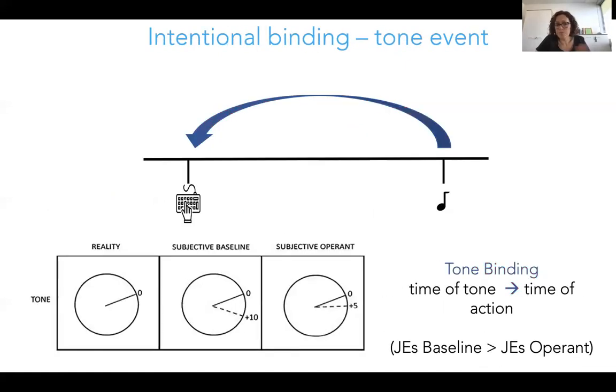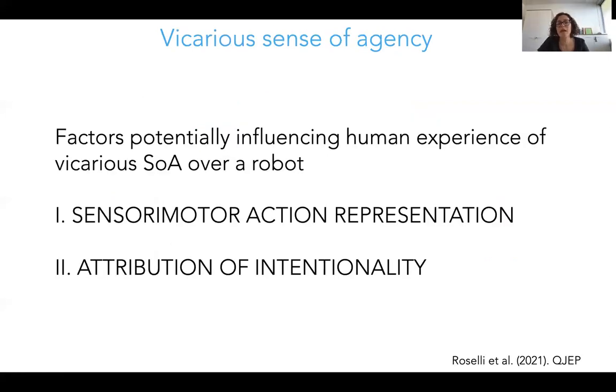I will skip through this quickly, because this is just an explanation of the intentional binding paradigm. We did a manipulation with Cosmo as well, where we were interested in how much the sensory-motor representation of a robot matters for the vicarious sense of agency. And Cosmo was performing actions either physically by tapping, as you saw, on the cube or on a keyboard in our case, or we told participants that it's digitally sending a command to the computer to act.